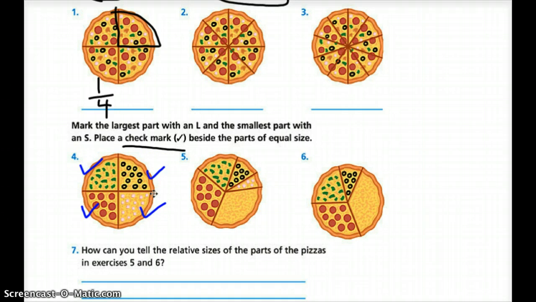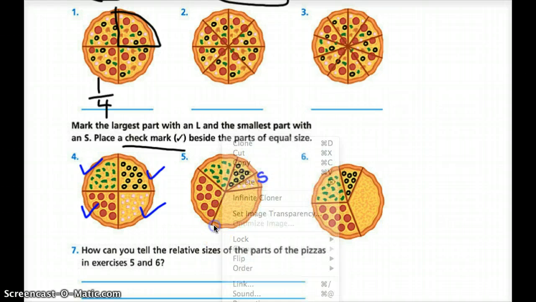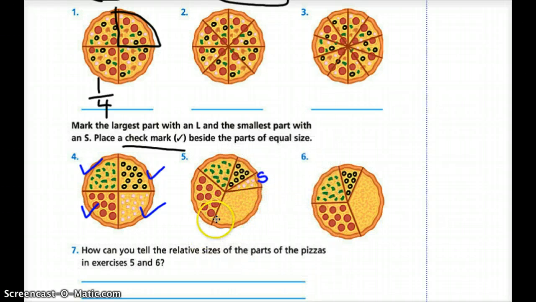Now when I look at number 5, I see that they're not equal pieces. So this one I'm going to mark the smallest piece and the largest piece. This onion piece looks like it is the smallest, and this cheese piece appears to be the biggest. It looks like it's a little bit bigger than the pepperoni. So I'm going to put an L for large next to that piece. All right, go ahead and do number 6 on your own.